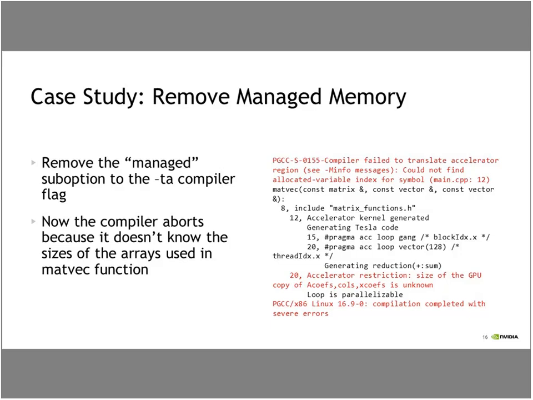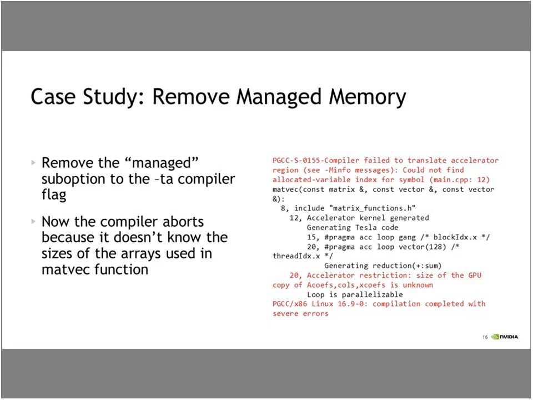Looking down, we see we're in the matvec function, and we get down to line 20, and it says accelerator restriction. So it has encountered something that it believes is not allowed to run on the accelerator. Specifically, it says these three arrays, A coefficients, calls, and X coefficients, the sizes of these are unknown. Since the compiler can't determine the size of these arrays at compile time, it can't allocate space on the GPU and it can't move them to the GPU. So it's asking me for more information about these three arrays.